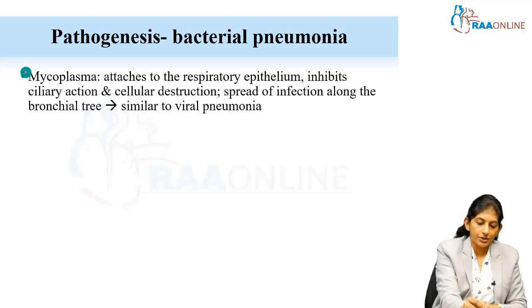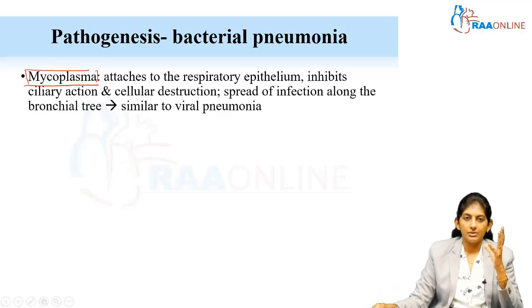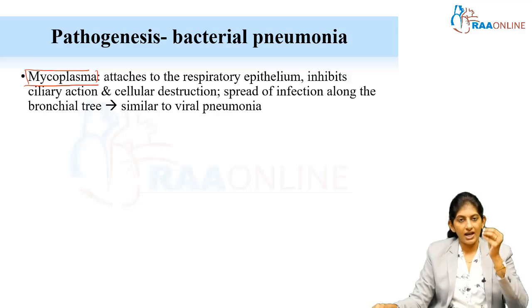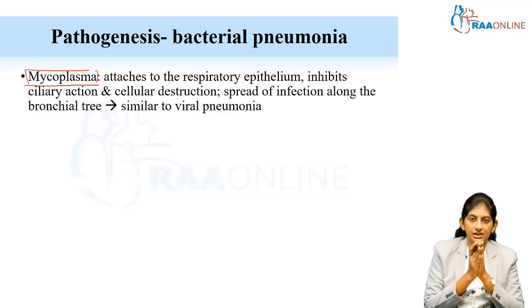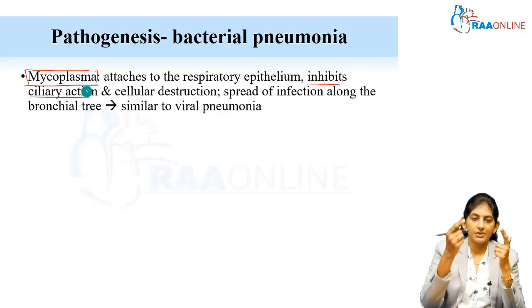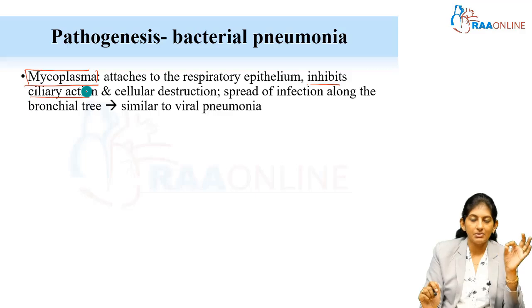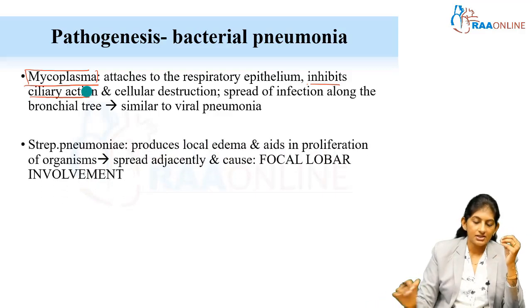So let's talk about Mycoplasma pneumonia, which causes the atypical pneumonia in older children. Mycoplasma is quite similar to viral pneumonia. What happens here is, similar to viruses, it also attaches to the airway epithelium. When it attaches to the airway epithelium, it will cause the necrosis of the respiratory epithelial cells. It can cause inhibition of the ciliary action, okay, and it spreads along the bronchial tree. So this picture is similar to a viral pneumonia. Next, Streptococcus pneumoniae.